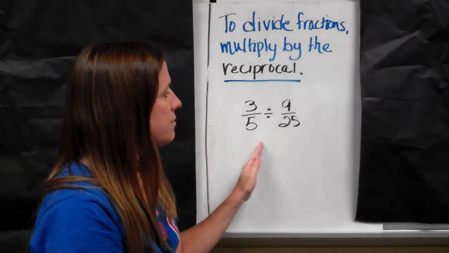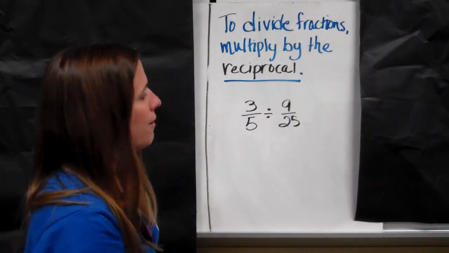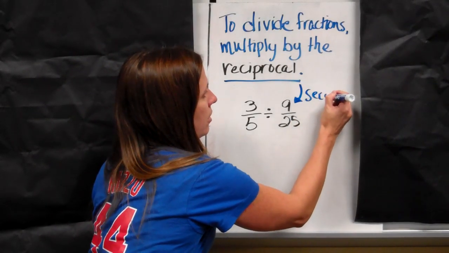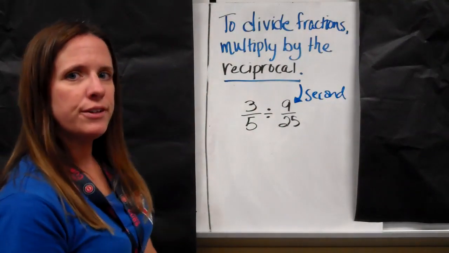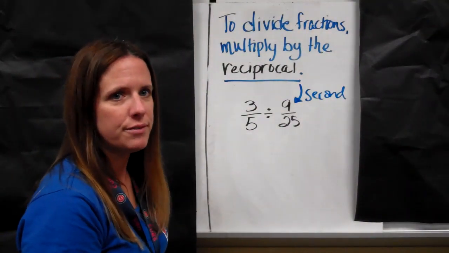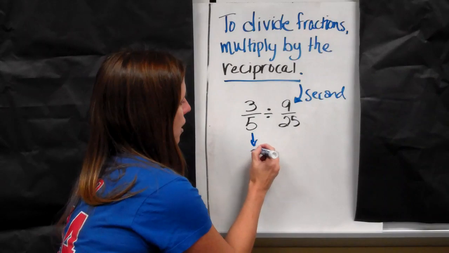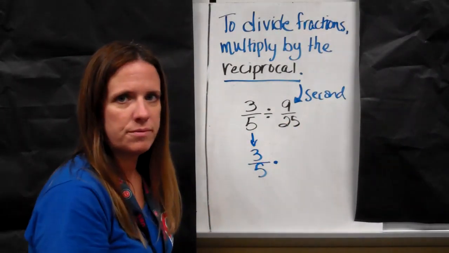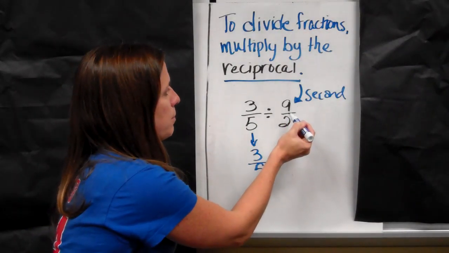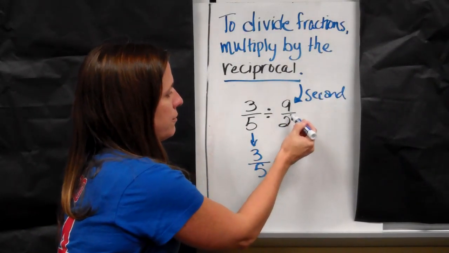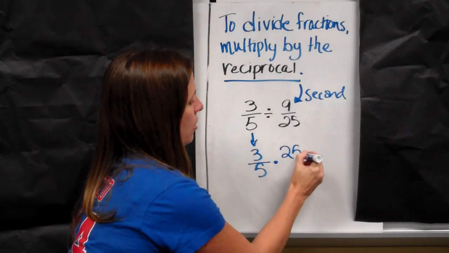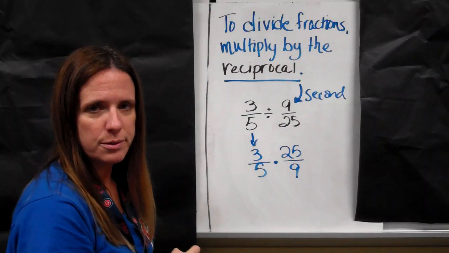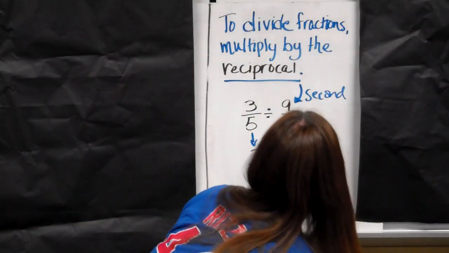When we do this in division, we only take the reciprocal of the second fraction, okay? So in this problem, we have 3/5 divided by 9/25. Drop down the first fraction, change your division to multiplication, and then take the reciprocal of the second fraction, 9/25 becomes 25/9. Now we're going to use what Mrs. Purdue told us about in multiplying fractions.